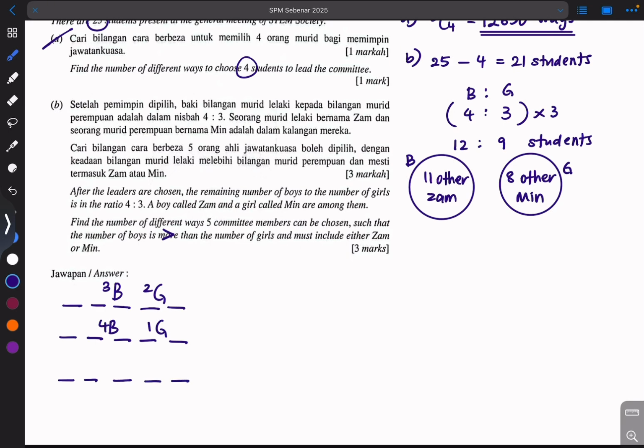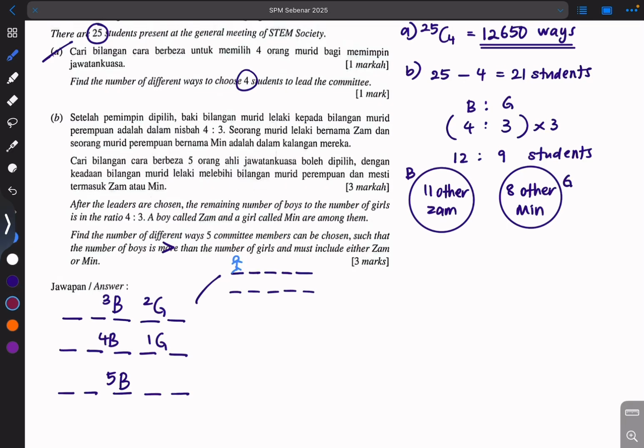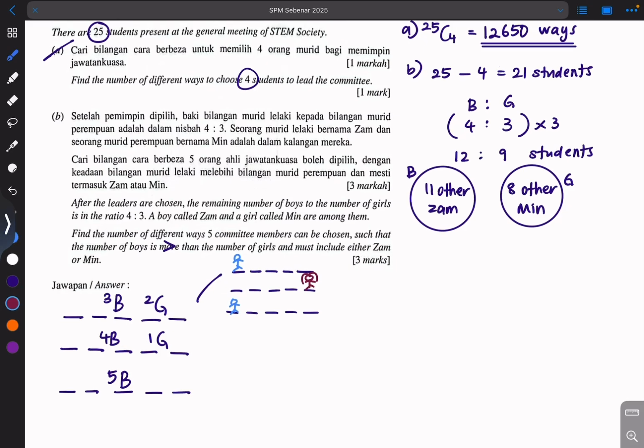So we have 5 boys means we don't include Min. Yeah, so we have these 3 possibilities. Okay, the first one with 3 boys and 2 girls. So 3 boys and 2 girls means we put Zam first, and then another possibility will be we can have Min on the team, or another possibility would be having both of them on the team. So Zam and Min.